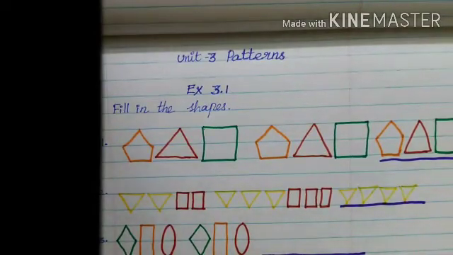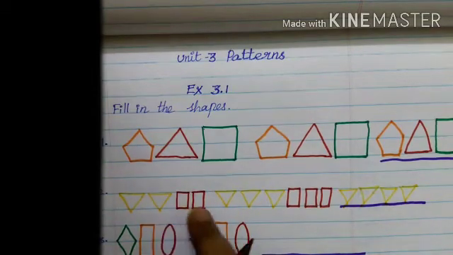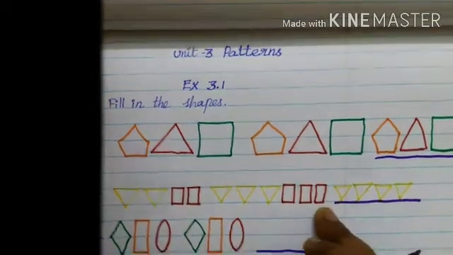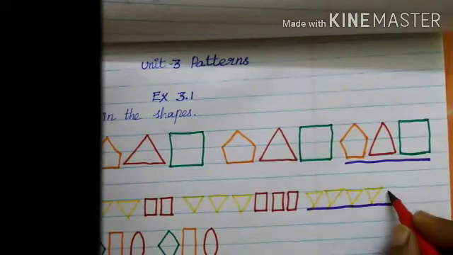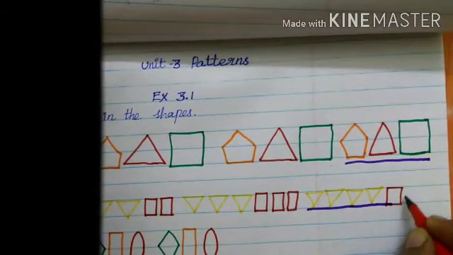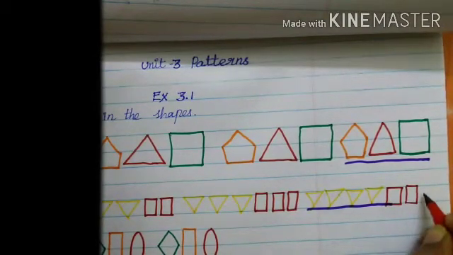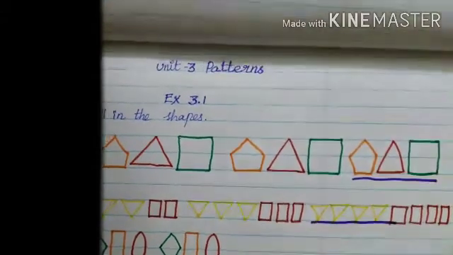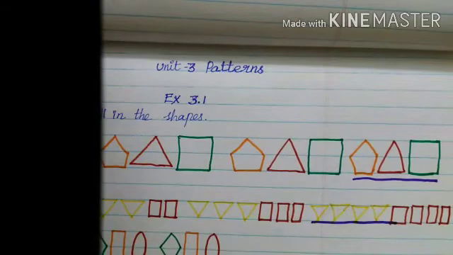The next one, rectangle, 1, 2, 1, 2, 3. Then you draw 1, 2, 3, 4. So this is the answer. You find out, children.